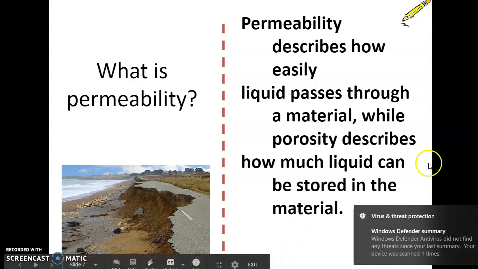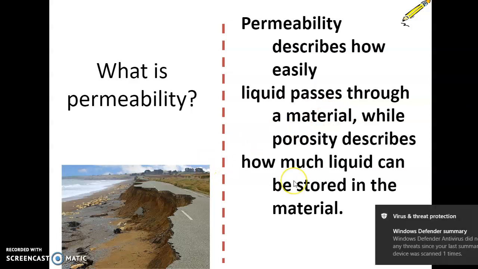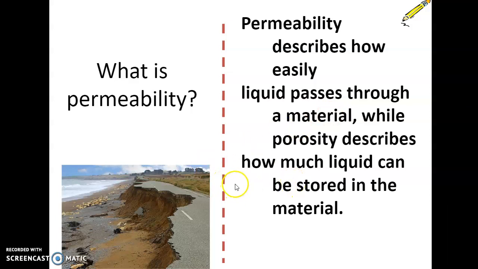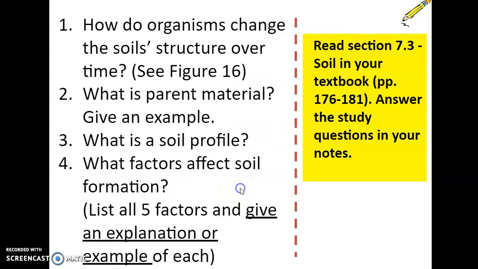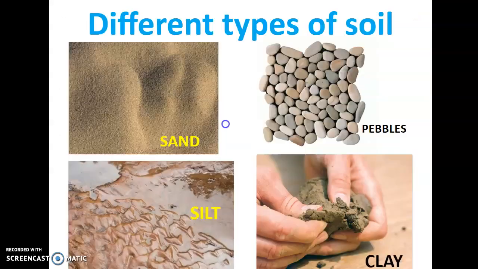So permeability describes how easily liquid passes through a material, while porosity describes how much liquid can be stored in a material. So now that we know these vocab words, we're going to differentiate between them after you go through your textbook and answer these questions. So there are 4 questions that you need to use pages 176 to 181 of your textbook to answer. So feel free to pause here, and once you're done, you're welcome to move forward.